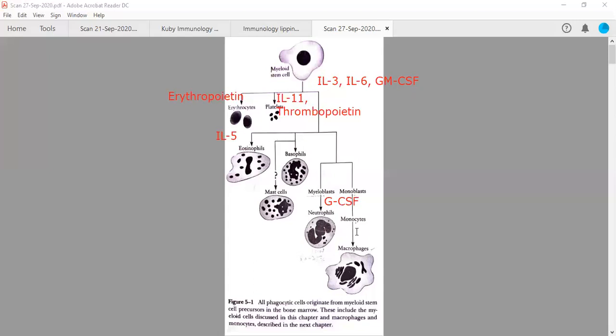And if there is high concentration of monocyte colony stimulating factor, it will result into the monocytes, and monocyte will mature into macrophages in presence of interleukin 1, 4 and 6. So I'm directly writing 4 and 6.